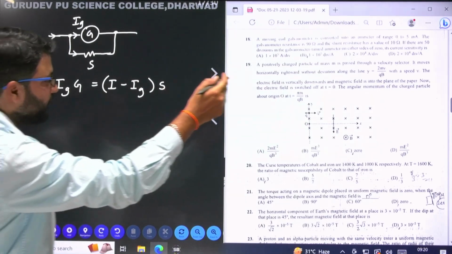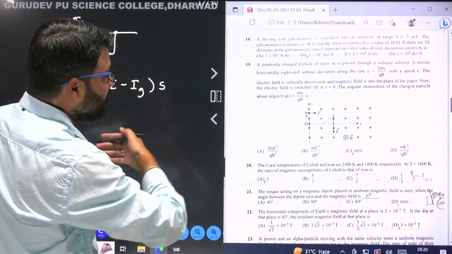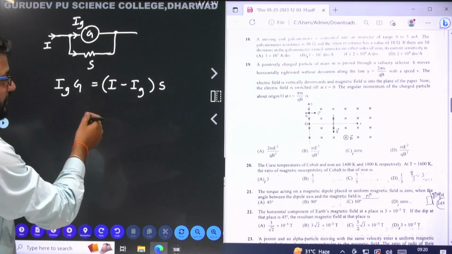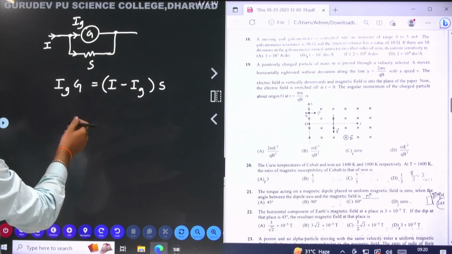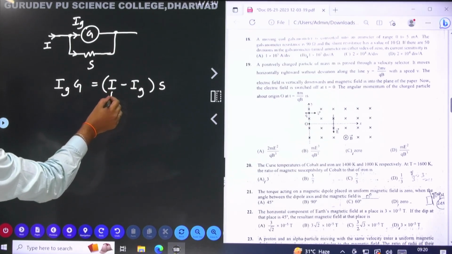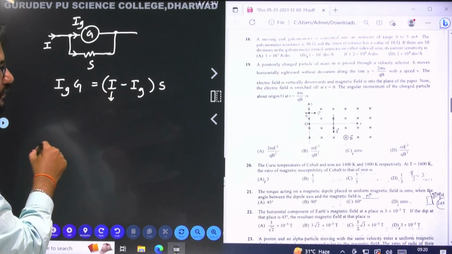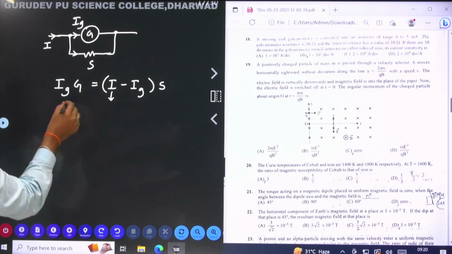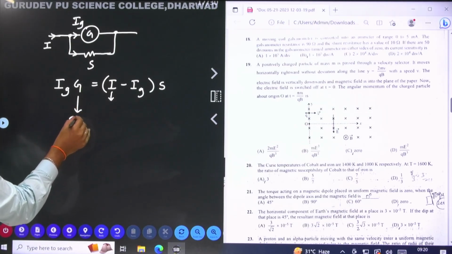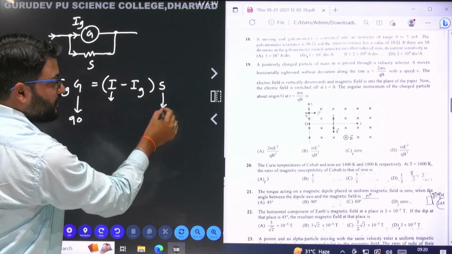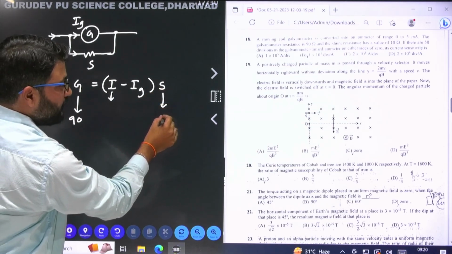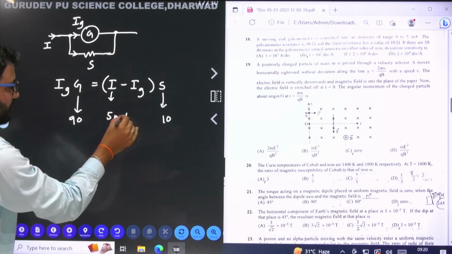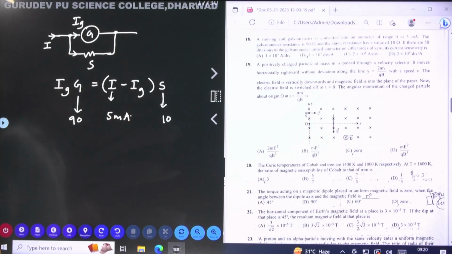I will directly go on substituting the values, and you can write it down and note it here. The moving coil galvanometer is converted into a range of 5 milliampere. Then next, what else is given? They have given us the galvanometer resistance, this is 90, and this S value is 10 ohms, and this is 5 milliampere. From this you have to find out the value of Ig.